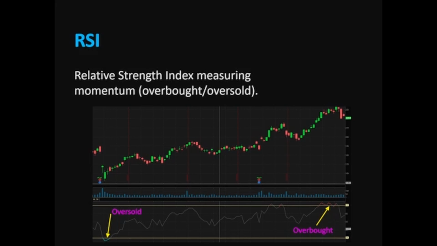Remember, at the end of the day, if it's below 50, it's potential buy. If it's over 50, it's a potential sell. But you really want to maximize your chances by buying it when it's really oversold and selling it when it's really overbought. Now let's look at the MACD.